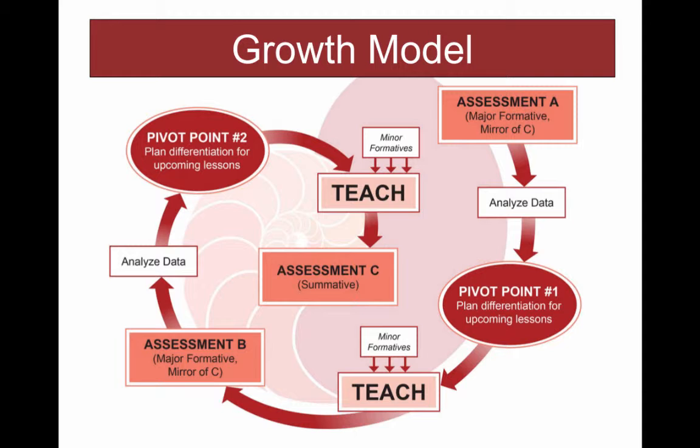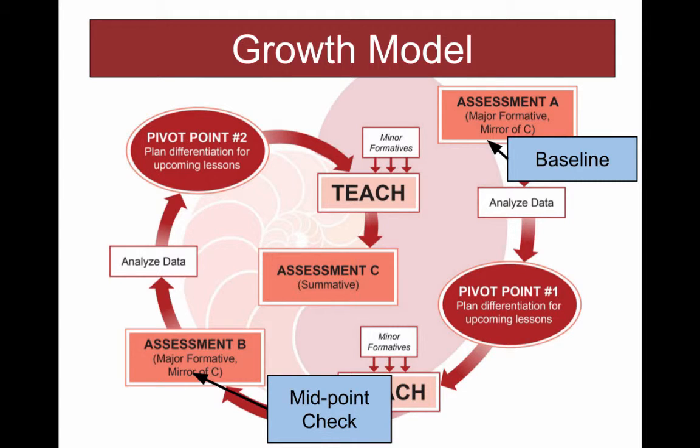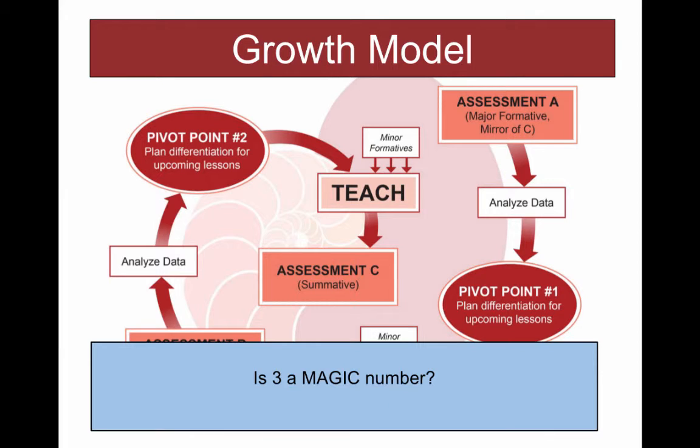Now, in a growth model, this same best practice of teaching would find the assessment A as our baseline. That's the one we would use to write a growth goal. Assessment B would be that midpoint check-in on the learning. And then, of course, assessment C would be our final post-test, where we would talk about how much students have grown as a result of the instruction they received during that cycle.